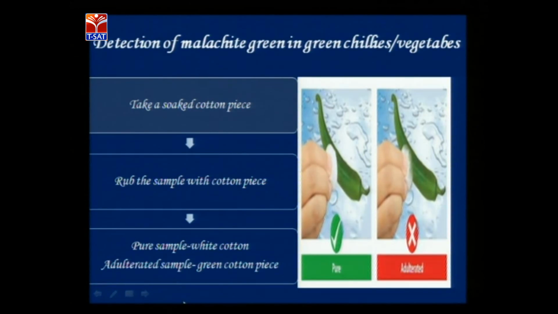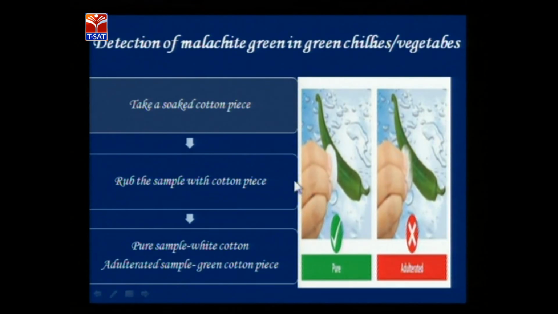Friends, which color of vegetables do you like to buy in the market? Yes, exactly, green color only you will prefer to buy, right? But sometimes our vegetables were adulterated with green color, because to get this green color, some people are adding malachite green to our vegetables and our chilies and practicing adulteration. How can you detect this malachite green in your vegetables? For the detection of malachite green in your vegetables, you have to go with a test. Look at the slide.